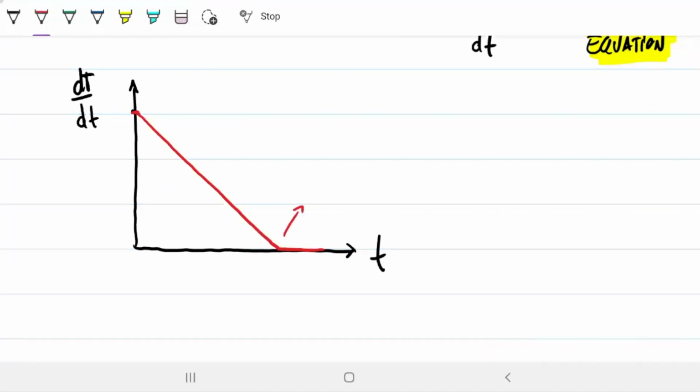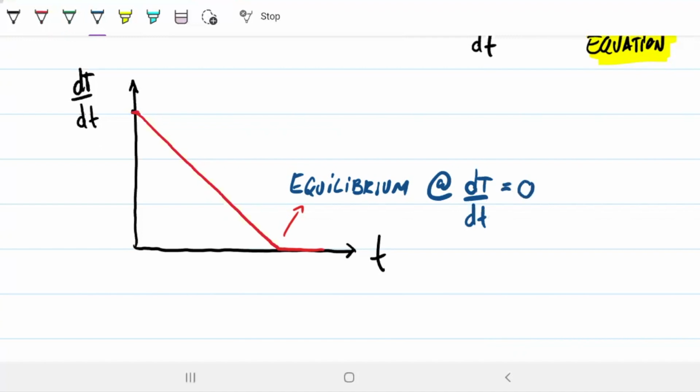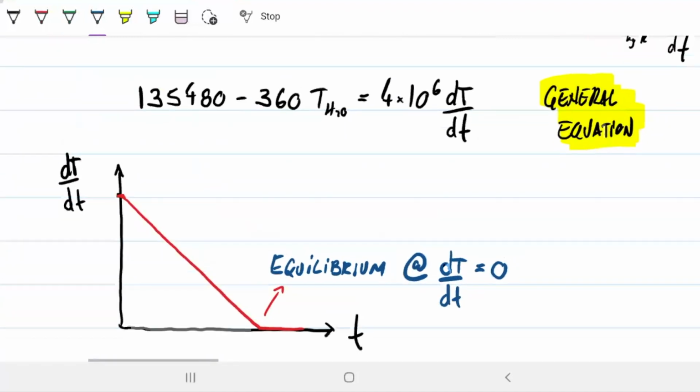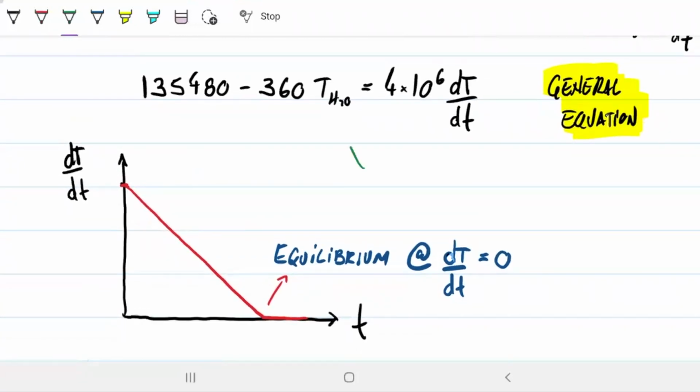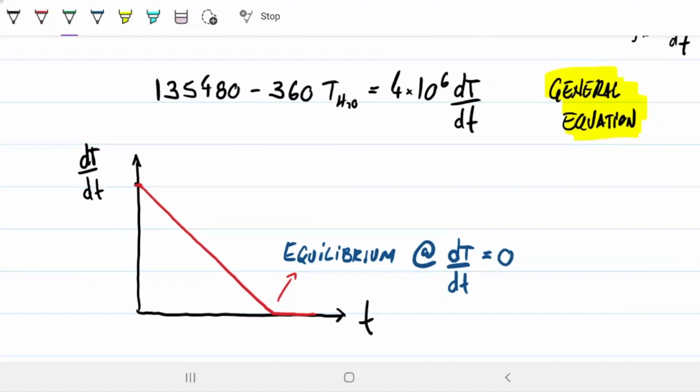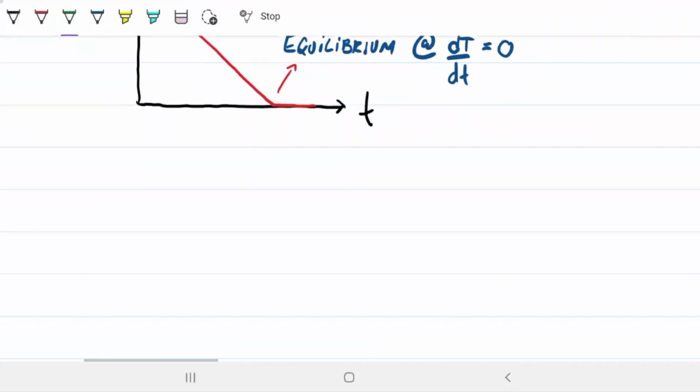And at this point here, we have reached equilibrium, right? So in other words, at dT equals zero, I have equilibrium. So what I can do is that in my general equation, I can say dT equals zero and then find what's the temperature, because that temperature that we find, using dT equals zero as our boundary condition, is the equilibrium temperature, and it cannot rise more than that. So it's going to stay like that.